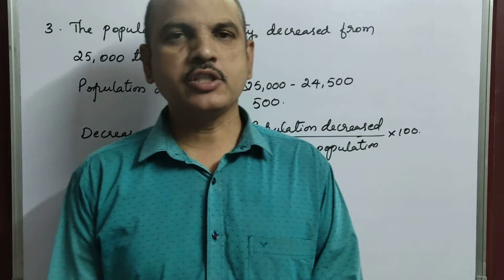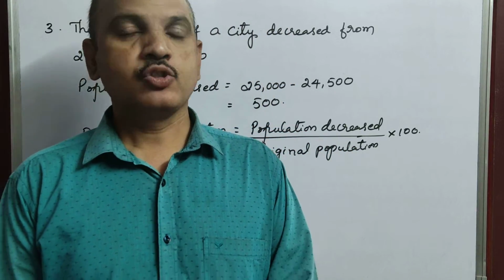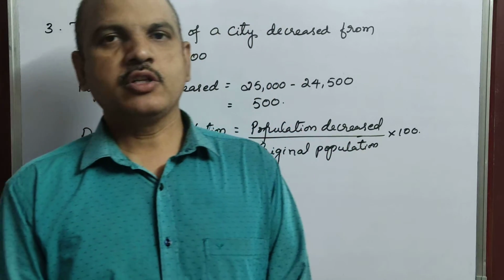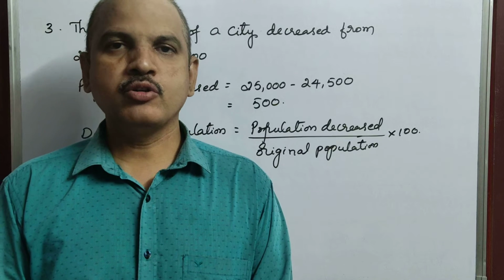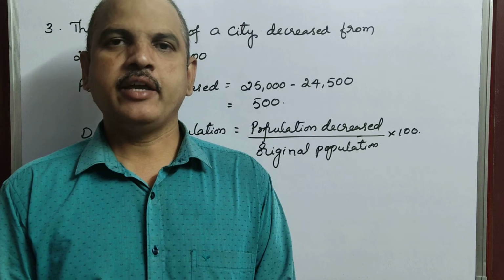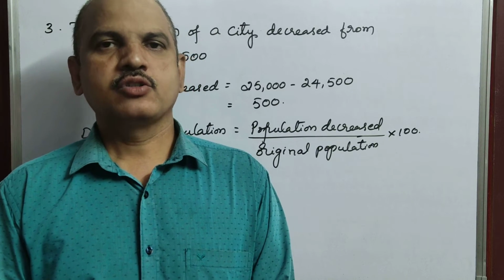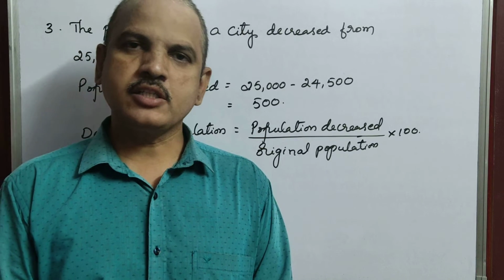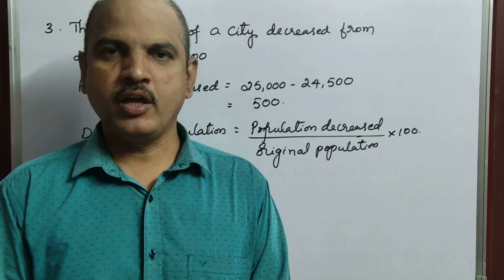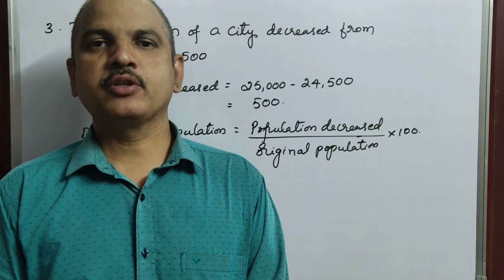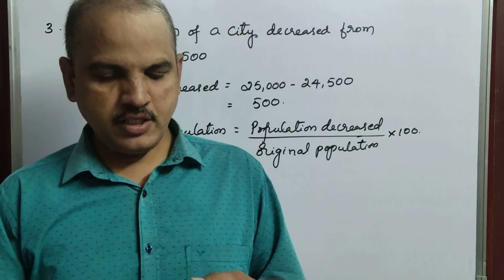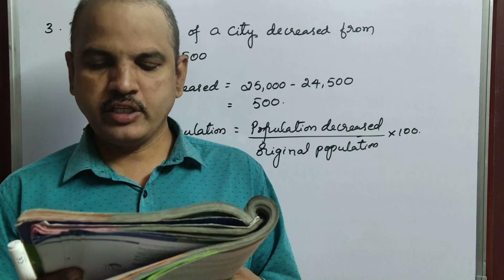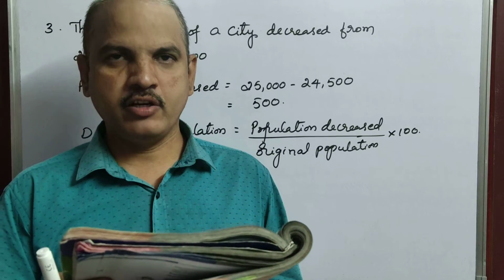As I told you, the formula completely depends upon the question. In the earlier class what you learned, percent is given as change in amount by original amount. Okay. So either percentage of increasing or percentage of decreasing, both are the same formula, but it completely depends upon the question itself. Now see the question here. The population of a city decreased from 25,000 to 24,500.